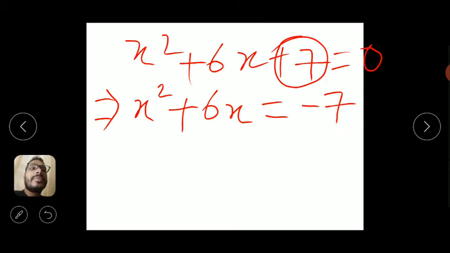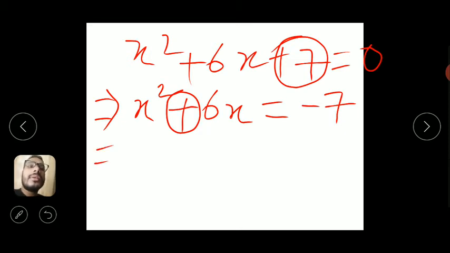Now the next step. Here is the catch. First of all, we have to understand and focus here. After x square, what is the sign? It is a plus sign, right? So after x square is a plus sign, which means it will fall in the category of which identity? A plus b or a minus b? It falls in the category of a plus b whole square.